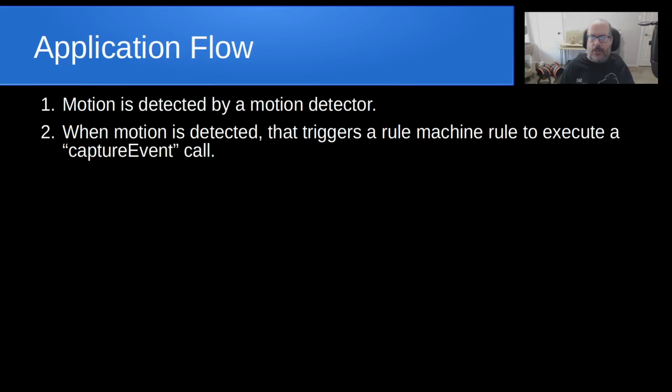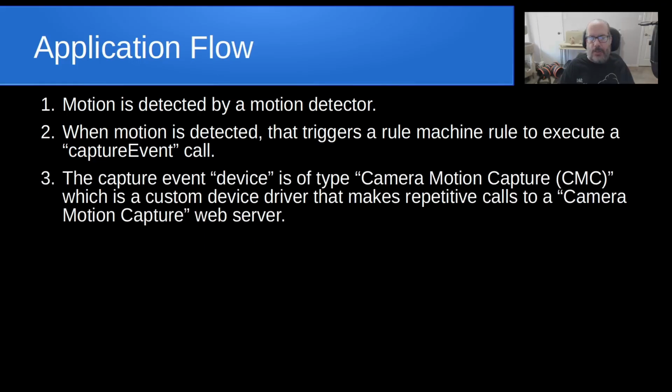Secondly, when motion is detected, that triggers a Rule Machine rule on a Hubitat Elevation hub to execute a capture event call. And yes, this is a Hubitat application, although the web server that we create is completely separate from the Hubitat. So the capture event device is of type camera motion capture, or CMC for short, and that is a custom device driver that makes repetitive calls to a camera motion capture web server.